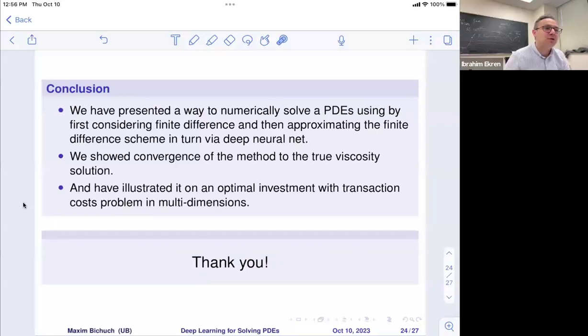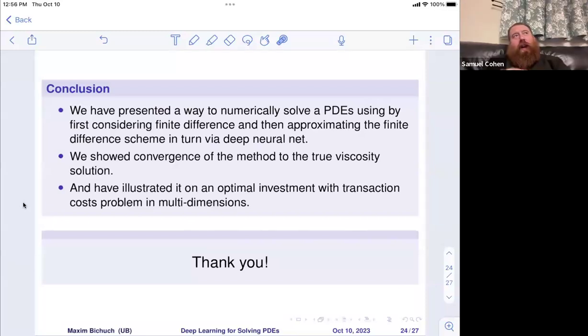Nobody? I have a question. Go ahead. So are you able to get any form of rate out through this argument, given that you're going through the finite difference scheme? It seems that the rates you get would be quite poor in terms of dimension.